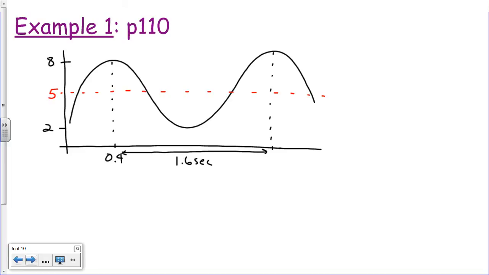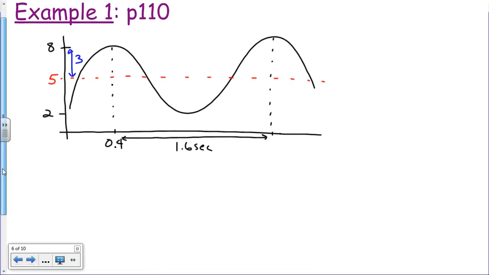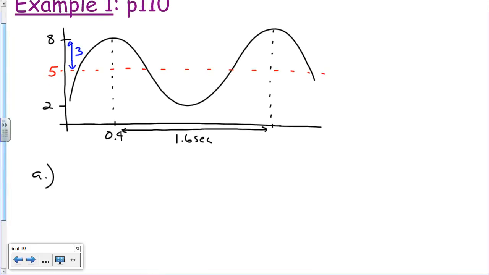Not only that, but I'm going to need to know my amplitude. And so the amplitude, remember, is the distance from the sinusoidal axis to your upper bound or lower bound, whichever one you want to look at. So from 5 to 8, that's 3 units there. That's my amplitude for this function. The phase displacement I've already got marked. That's the 0.4. And the period I have is 1.6. And I can use that to come up with my value for b.